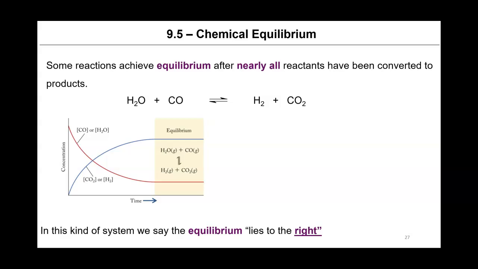When a reaction achieves equilibrium, the amount of products and reactants will stop changing. Some reactions will achieve equilibrium after nearly all of the reactants have been converted into products. These reactions are said to lie to the right, that is, they favor the products.